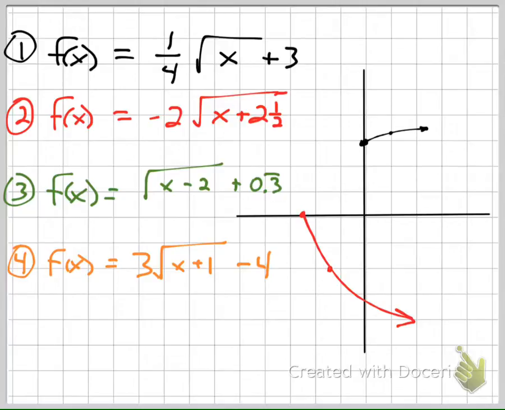Make sense? Okay. If you have trouble with that reflecting thing, pretend it's not a negative and put it up where it belongs and then go, okay, I see it reflected across. The green one.